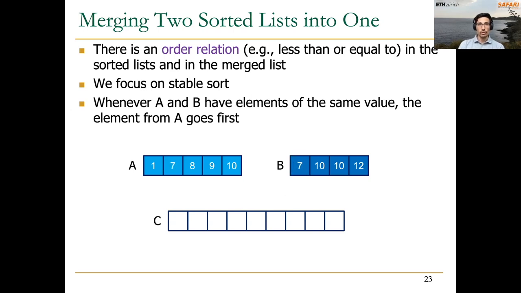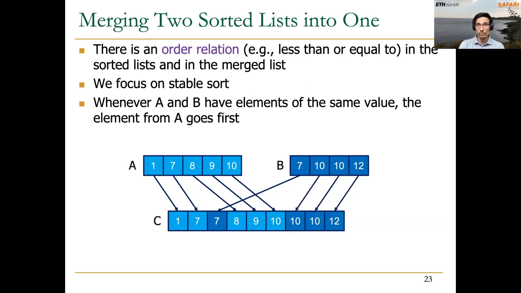So, observe as well that we have to compare elements from the different arrays in order to perform the merge operation. And in this case, we find that the smallest element among all the elements from A and B is this one. So we place this one. Then we place this 7. Observe that this 7 is also equal to this 7 here. But due to the fact that we assume that elements of A go before elements of B, we first place this 7 in the output array C, then the next 7, and then these three elements, 8, 9, and 10 from array A, and finally the last three elements from array B.